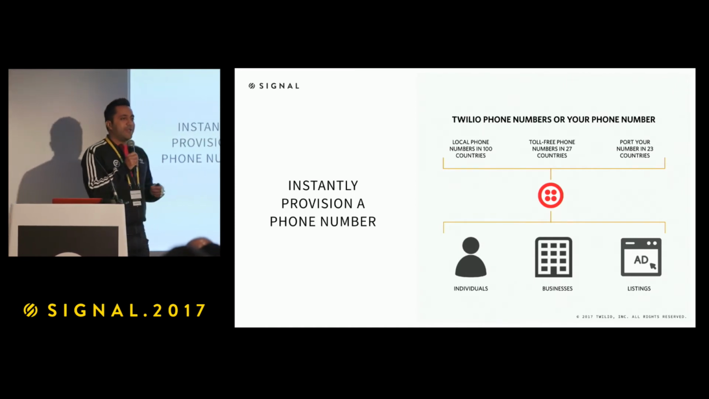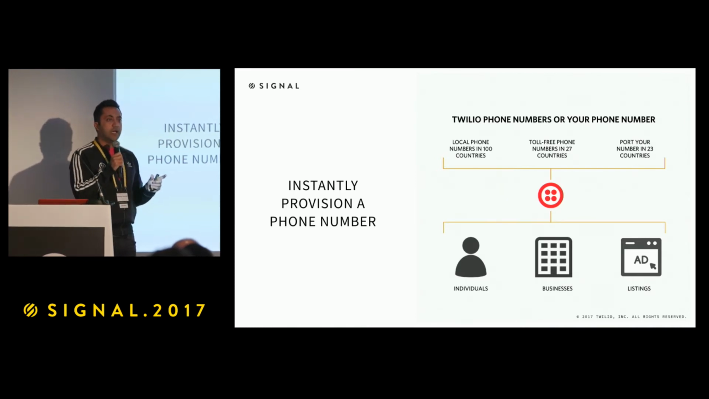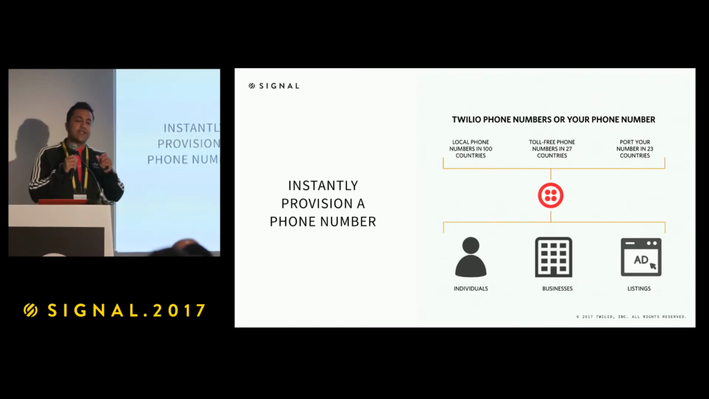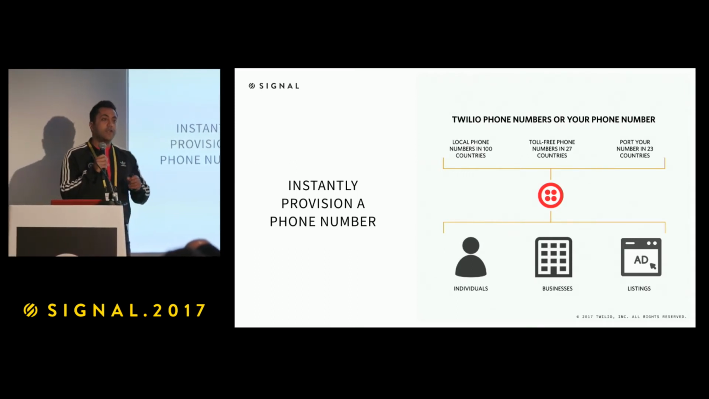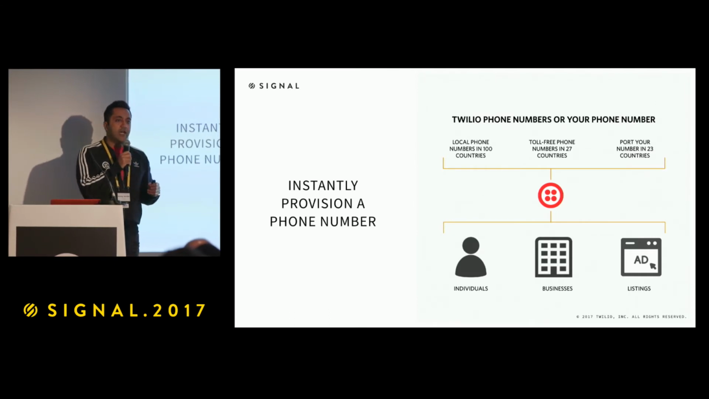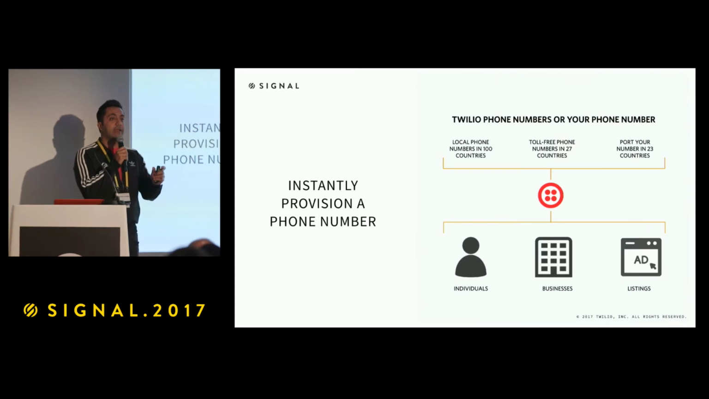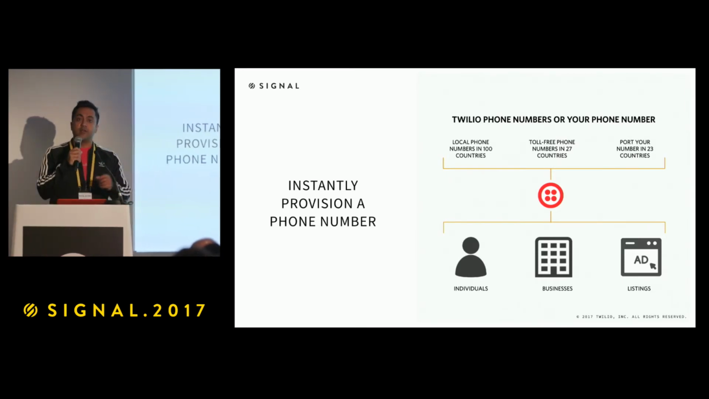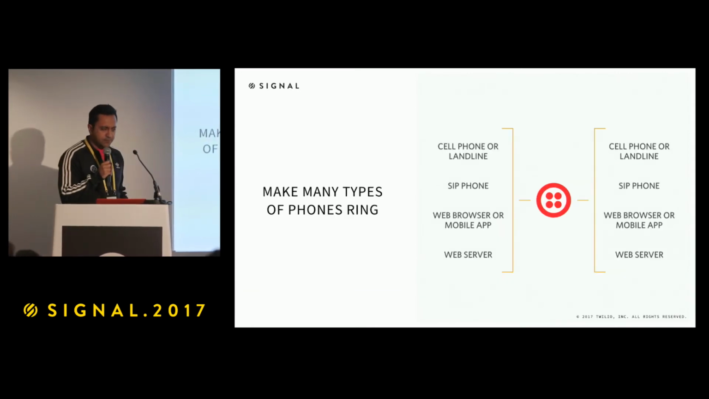In order to make a phone call, you need a phone number. So Twilio provides phone numbers in 100 different countries. We have toll-free numbers, and also we have the ability to port your number so that you can turn a phone number into an instantly provisionable number. And you can associate that number with either individuals, different businesses, or even different departments within your business, down to the granularity of associating a phone number with a digital identity like an AdWord. And this unlocks a lot of ways in which you can create new experiences.